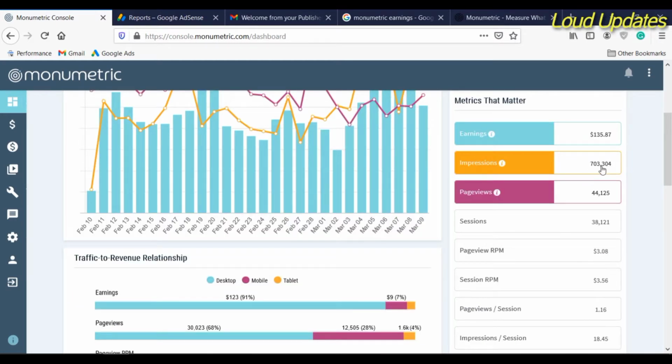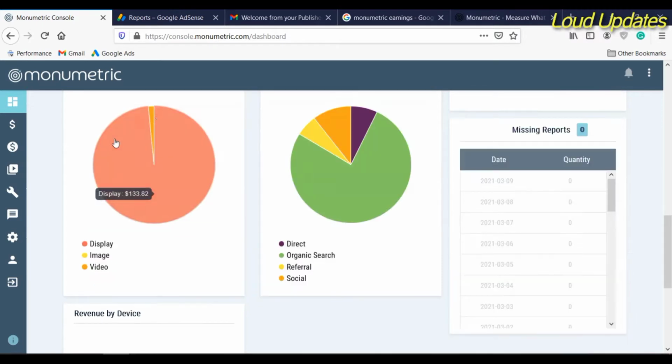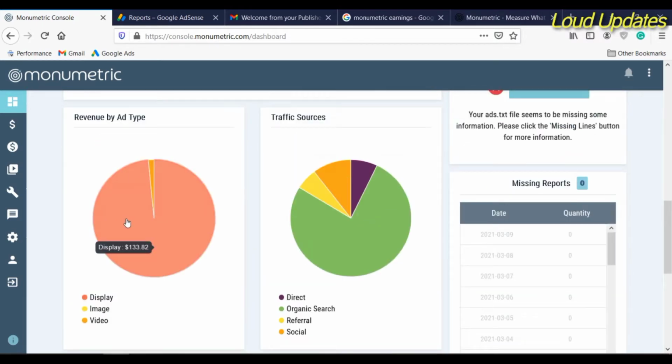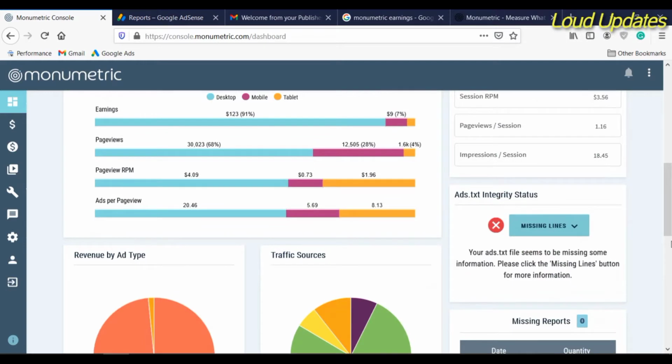My impression is almost 700k, page views is 44,000, session is 38,000, page RPM is 3.08 and session RPM is almost $3. In display I earn $137. So this is my complete Monometric dashboard.